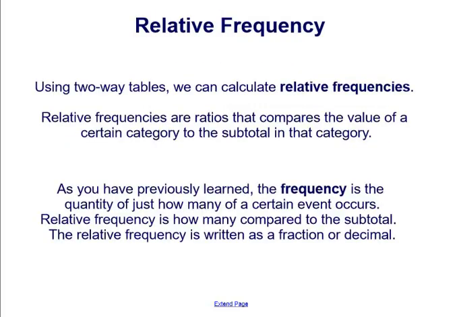Using two-way tables, we can calculate something called relative frequencies. Relative frequencies are ratios that compare the value of a certain category to the subtotal in that category. As you have previously learned, the frequency is the quantity of just how many of a certain event occurs. Relative frequency is how many compared to the subtotal. The relative frequency is then written as a fraction or decimal.